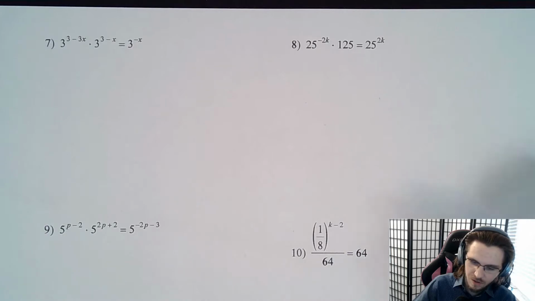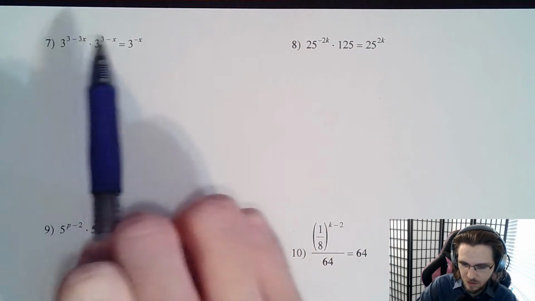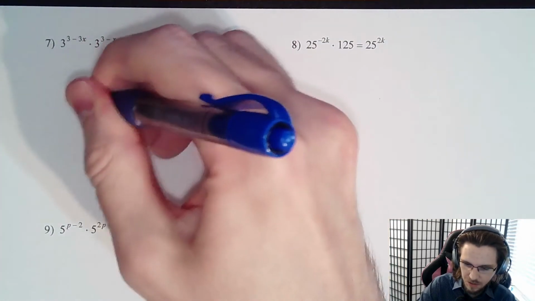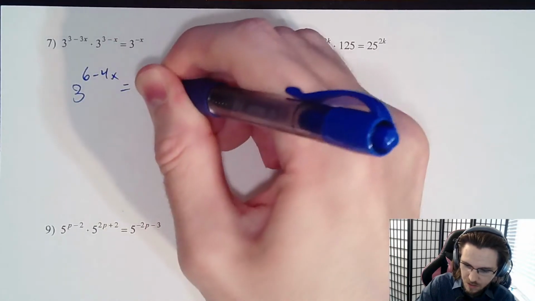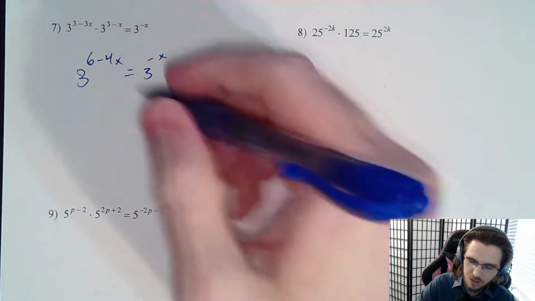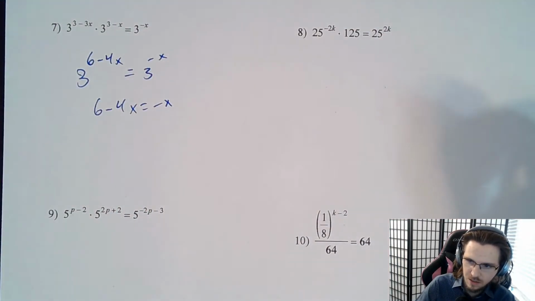So on the left here, we're going to go ahead and add those like terms. So 3 to the 3 minus 3x plus 3 to the 3 minus x. So it's going to be 3 to the 6 minus 4x equals 3 to the negative x. And again, now it's an easy question. 6 minus 4x equals negative x.